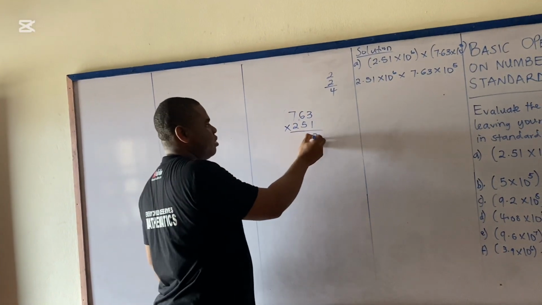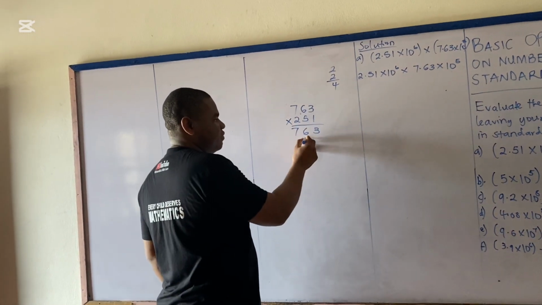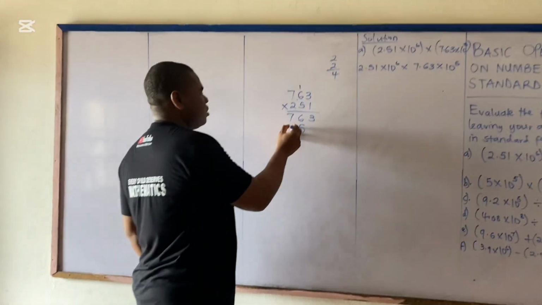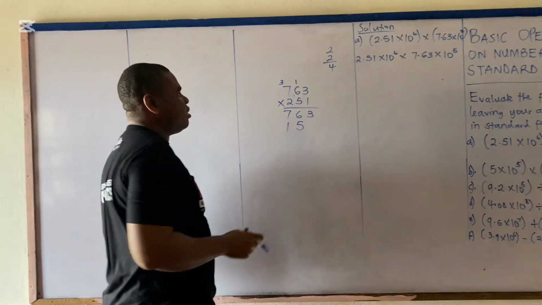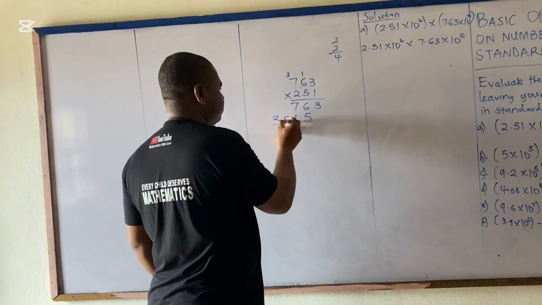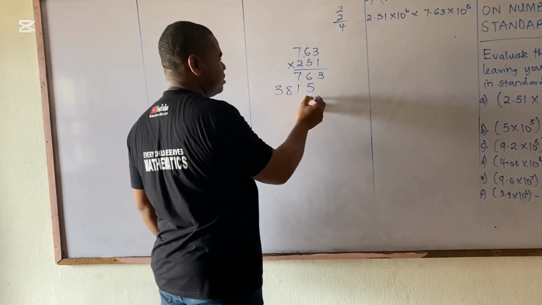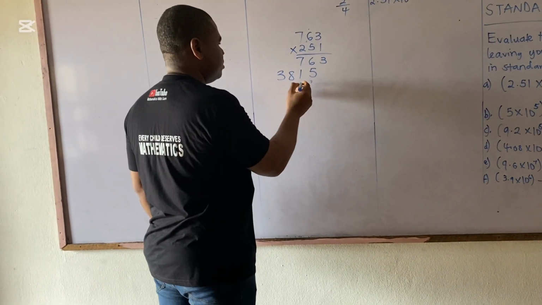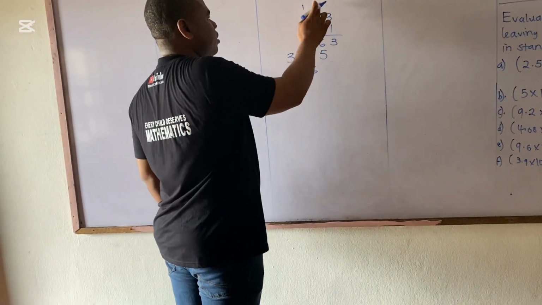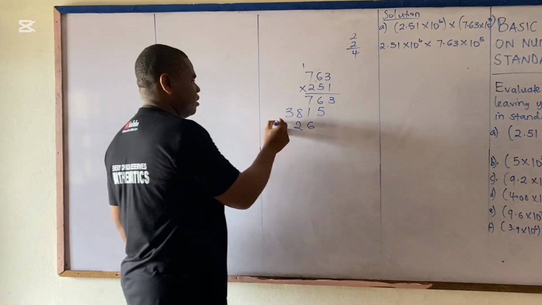251. 1 times 3, 3, 1 times 6, 6, 1 times 7 is 7. So 5 times 3 is 15, 5 carry 1, 5 times 6 is 30 plus 1, 31, 1 and carry 3, 5 times 7, that gives me 35 plus 3, that is 38. Alright, so we're done with that. So we have 2 times 3, that's 6. 2 times 6, that's 12, 2 and carry 1. 2 times 7 is 14, 14 plus 1 is 15.